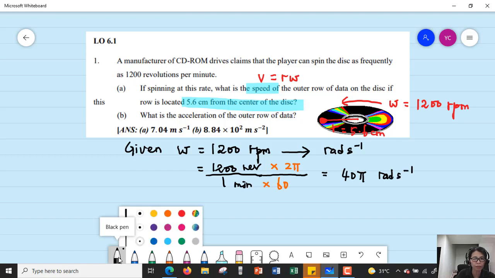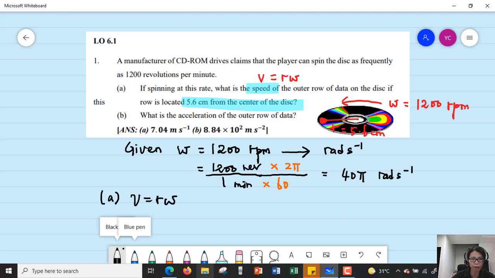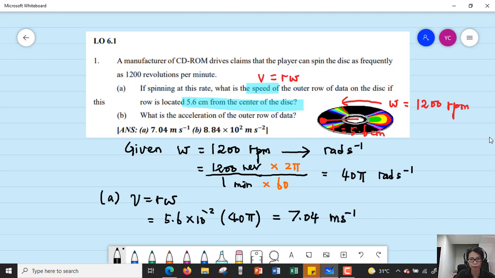Okay, so then we can solve question A, V equals R omega. I'm going to have the radius as 5.6 centimeters, changed to meters. So centi is times 10 to the negative 2, and omega is 40 pi. Pause the video and do the calculations. I'll get around 7.04 meters per second.